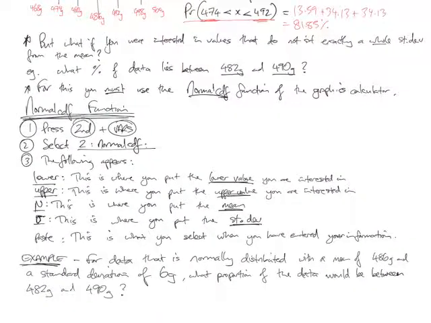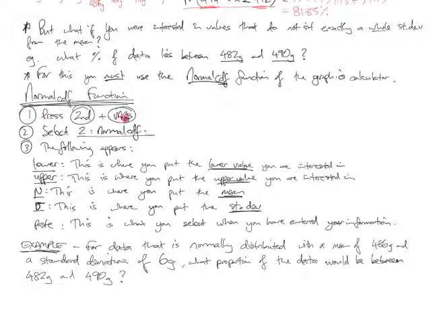So how do you access that? You press second and vars, select the second option in the list, NormalCDF, and then you'll see the following appear. So what is this? After lower it's asking for the lower value. This is where you put the lower value you're interested in, so in this case you would put 482. Upper is where you put the upper value you're interested in, the upper limit, so you would put 490. And the mu character is where you put the mean. And this sign here, I don't remember what it's called, is where you put the standard deviation of your data set. Paste isn't an option where you need to enter anything. That's just what you select and press enter on when you've entered all your information.